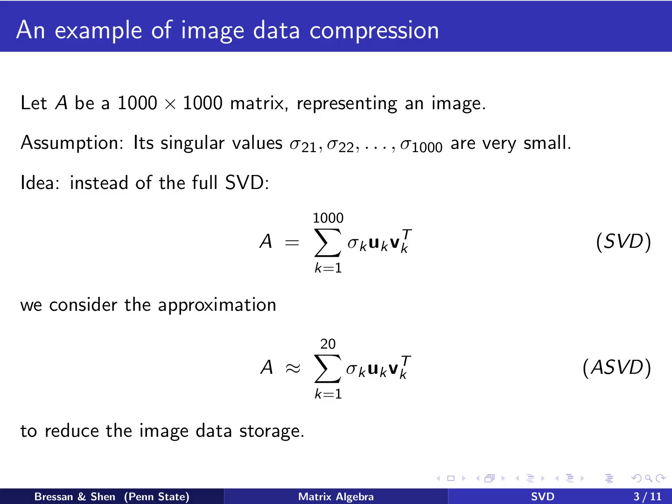Then we have the idea. So instead of computing the full singular value decomposition, where A is the sum of all these, summing over 1000 terms, we can only sum 20 terms because all these are small. So we can approximate A with k from 1 to 20 of this expression. And if that gives us a very good approximation, that's good, we more or less have the A matrix at a much lower storage memory cost, because you need to store much less information.